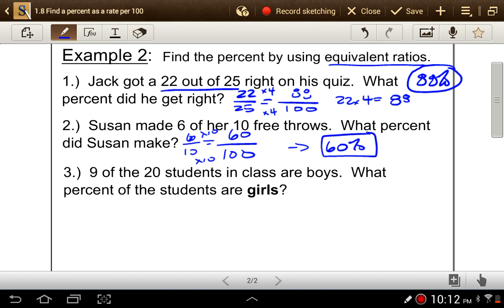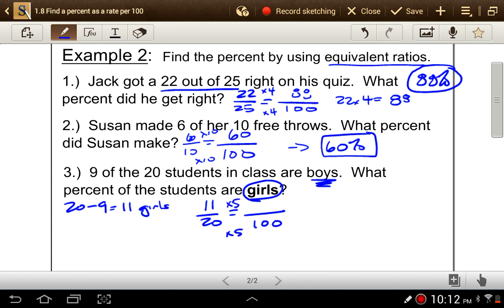Okay. In question 3, 9 of the 20 students are boys. What percent of the students are girls? Ooh, careful here. I gave you the rate of boys, but I'm asking for girls. That's the other amount. So the first thing I have to do is 20 minus 9 to figure out that I have 11 girls in the class. Now I can tell you that 11 out of the 20 people in class are girls. Convert that to 100. There's my equivalent ratio. 20 times 5 is 100. So I do 11 times 5, which is 55. So that means 55% of the class is girls.